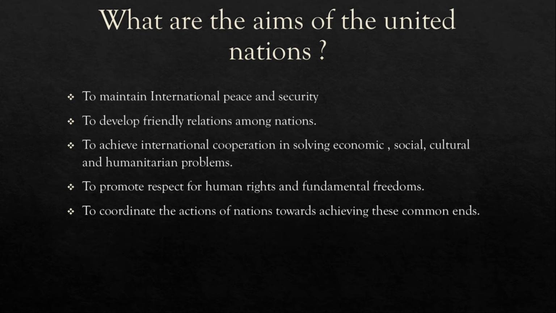Now, I was going to tell what the aims of the United Nations are. Just before, I told you the main perspective of the United Nations was to prevent wars, maintain international peace and security, and develop friendly relations among nations. This is the main perspective. There are other aims also, like achieving international cooperation in solving economic, social, cultural, and humanitarian problems. So there's a branch of the UN, ECOSOC.